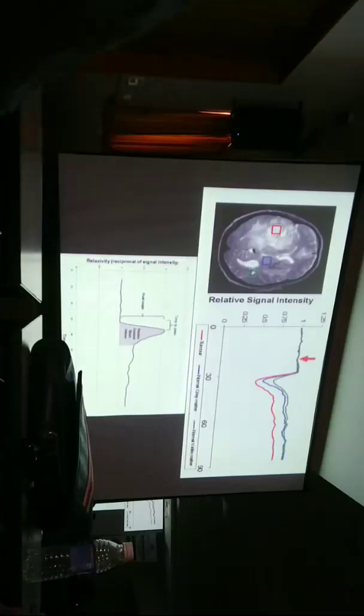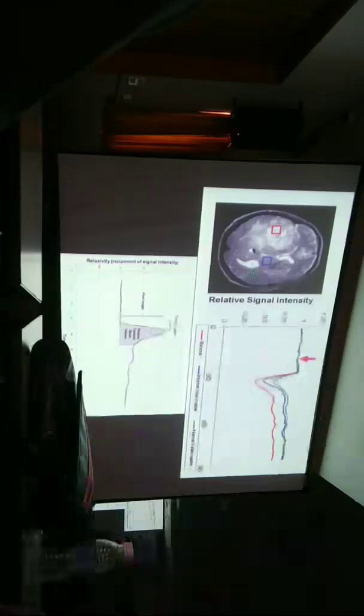We have to put a region of interest. This we have kept along the white matter. You can see that this is the white matter. This is the first of the contrast. This is the cerebral blood flow volume of that normal white matter, and this we kept in the thalamus.